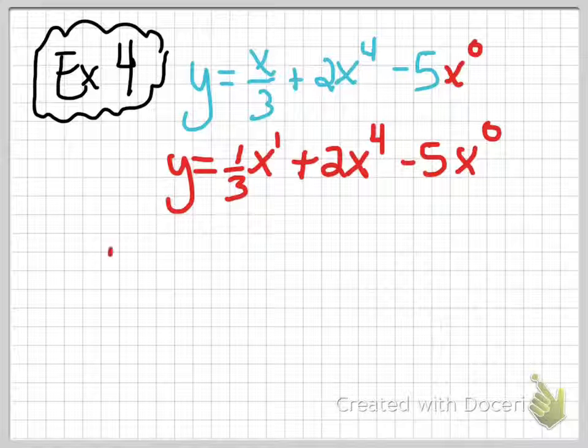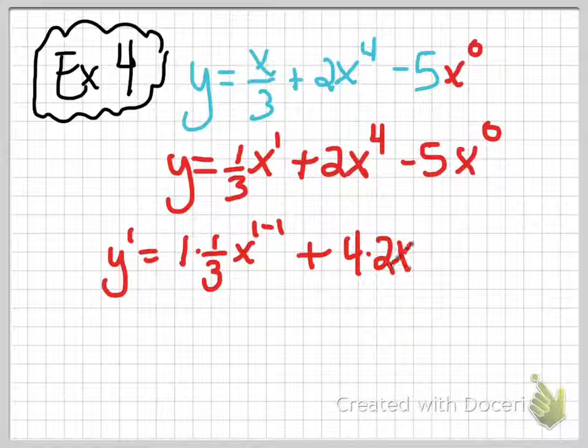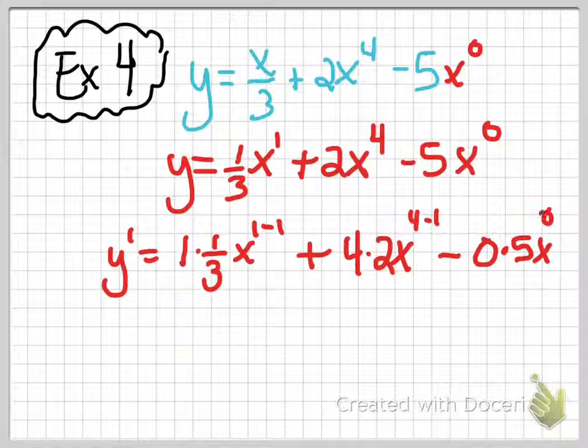So now I'm going to find my y prime by going through and power ruling this, and this, and this. 3 power rules. So 1/3 x to the first power, well, I'll multiply the 1 down. 1 times 1/3 x to the first power, subtract 1. Plus 2x to the 4th, I'll multiply the 4 down. 4 times 2x to the 4th, and then I'll subtract 1 from the power. Minus, bring down the 0. 0 times 5x to the 0, minus 1 from the power. And we're going to clean this up.